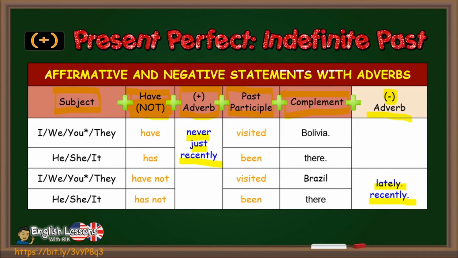Examples: I have never visited Bolivia. She has just been there. He has recently been there. We have not visited Brazil lately. He has not been there recently.